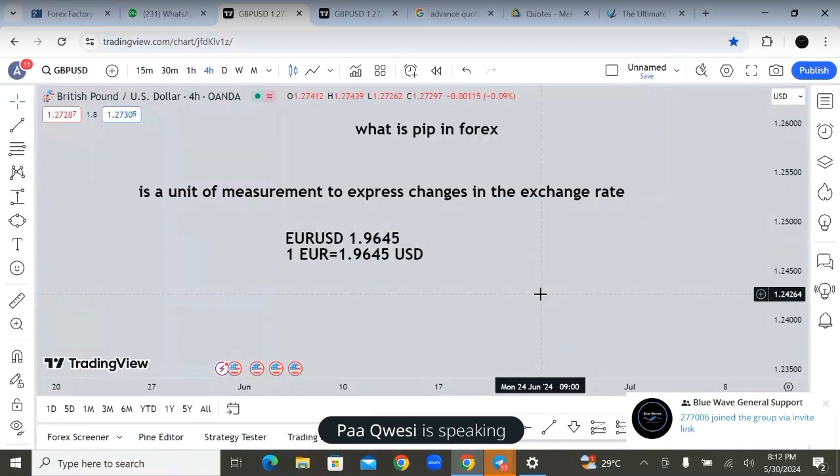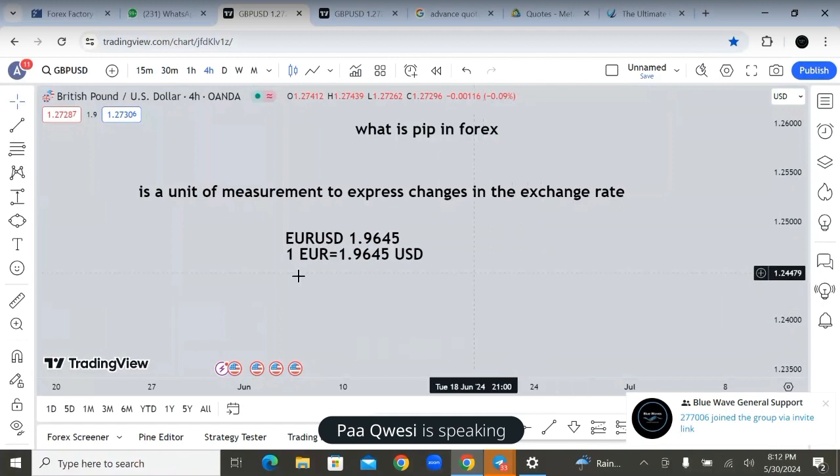I know most people have been hearing about pips in the forex market. So what I was trying to say is, pips is what? A unit of measurement to express changes in what? The exchange rate. Last time we talked about exchange rate, and we said exchange rate is simply comparing the prices of two currencies, or the price value of two currencies.